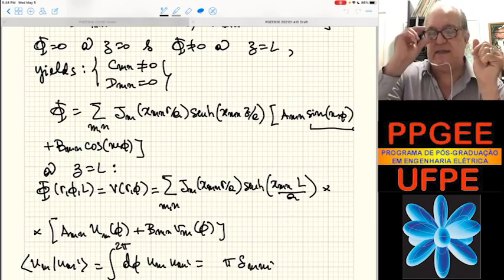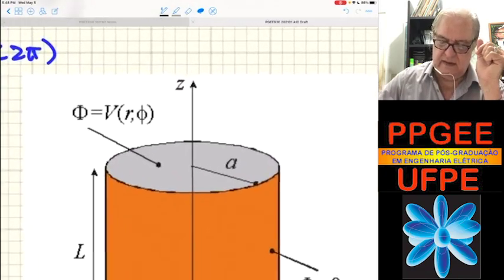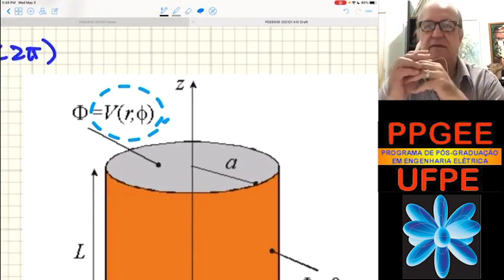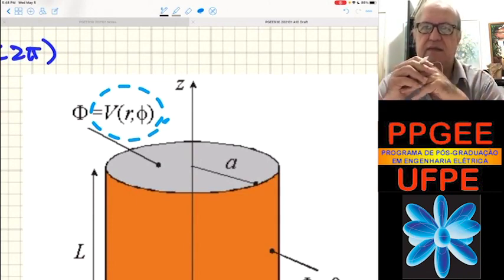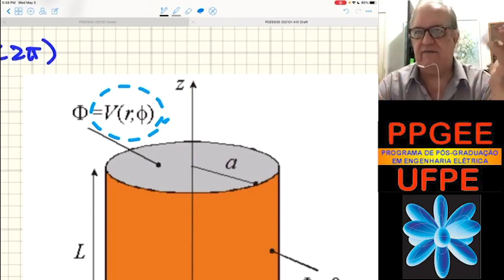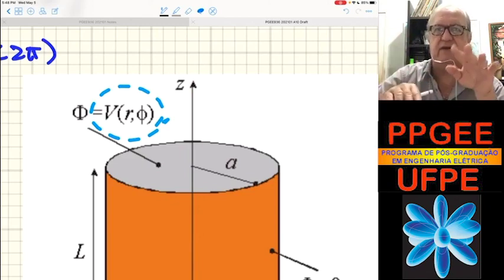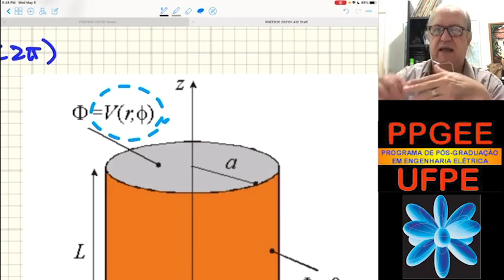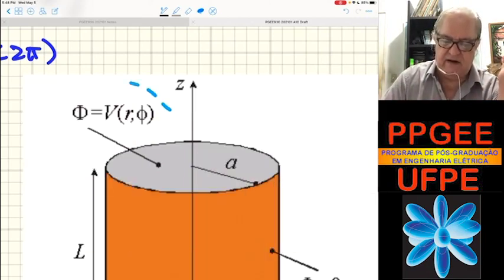So we have to force that at z equals L, the function becomes this given function. For instance, V equals V0, a constant potential, right? It's an electrode raised at V volts. You can also put two electrodes, plus V or minus V, in half of the surface of the circle have V, in the other half minus V. So we have different possibilities. Let's call it V of r, phi.